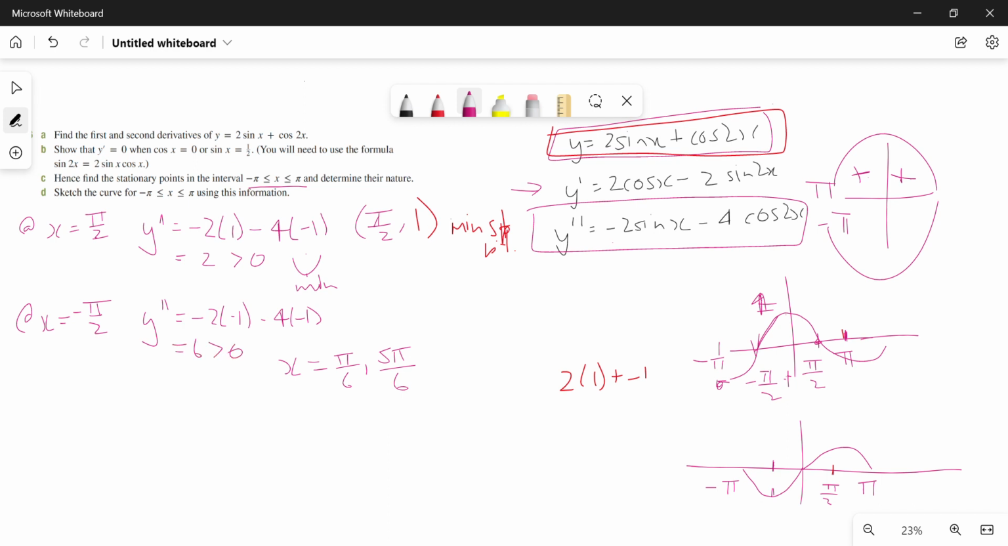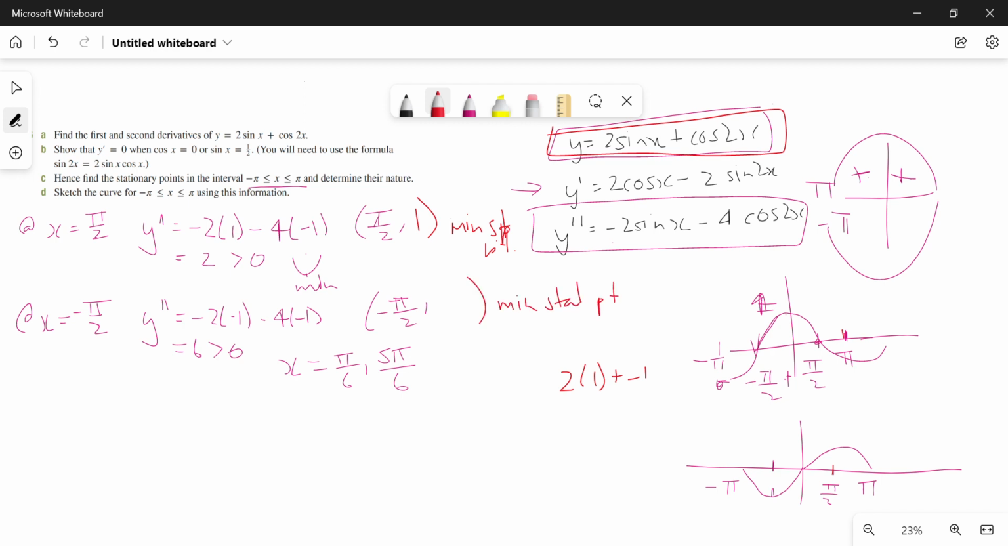So again, it's going to be a minimum. So what have we got? Negative pi on 2. And if we sub that in, I'm going to say that is a minimum stat point. Get that ready.